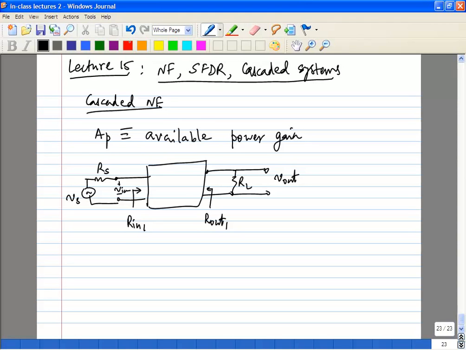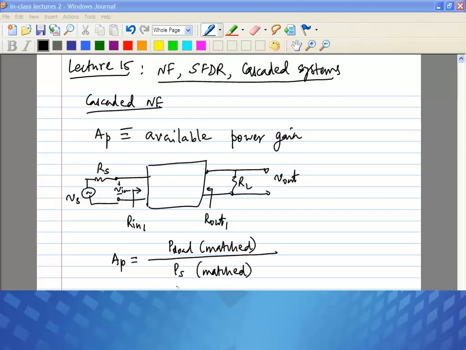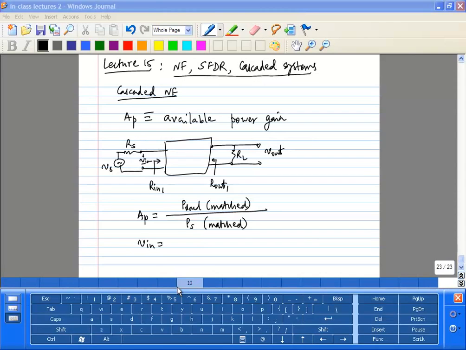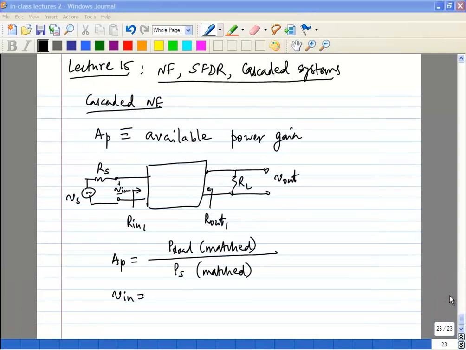Okay. So now what is AP? AP is the available power at the load under matched condition at the output over the available power from the source, again under matched condition. So what is Vn first? Let's calculate each of these. First we'll calculate the available power from the source. What is Vn? Vn is Vs times Rn1 over Rs plus Rn1, which is Vs over 2.